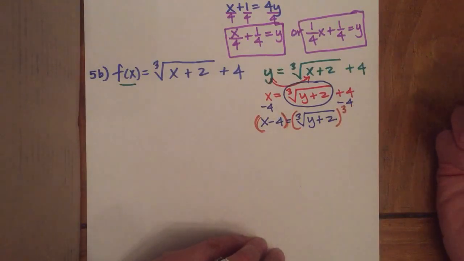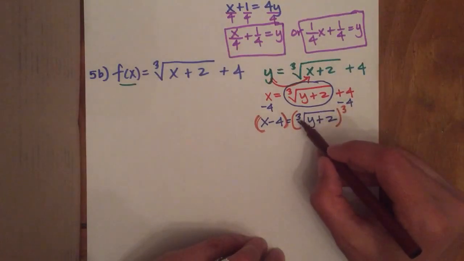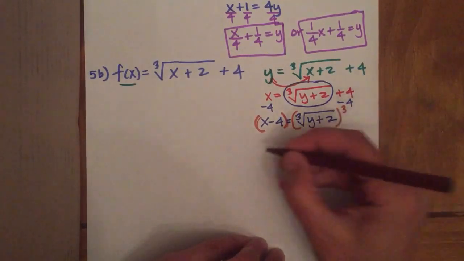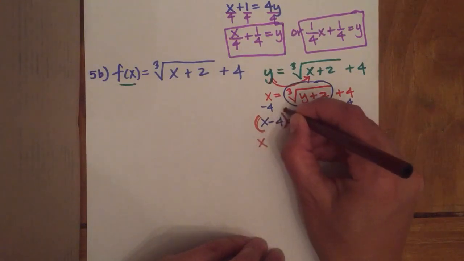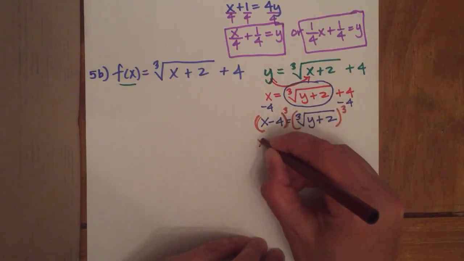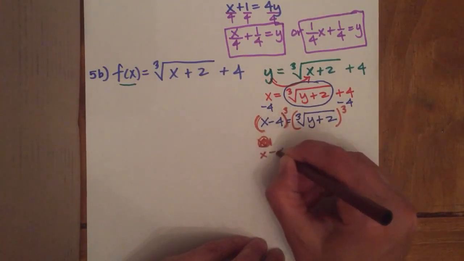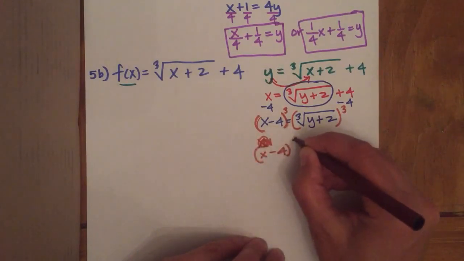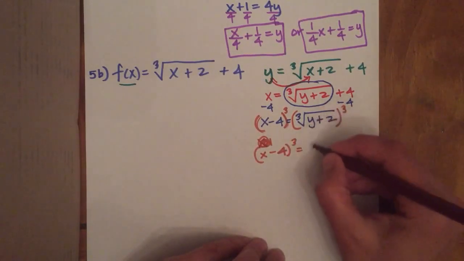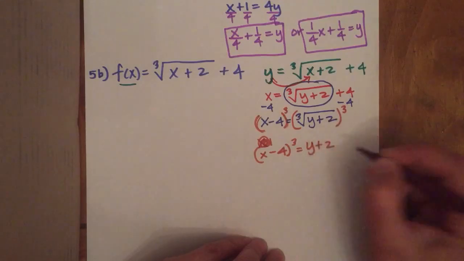The inverse operation of multiplication is division. The inverse operation of addition is subtraction. The inverse operation of cube root is cubed. So when I cube both sides, let me rewrite that here. I'm going to end up with x minus 4 cubed, and this is just going to be y plus 2.